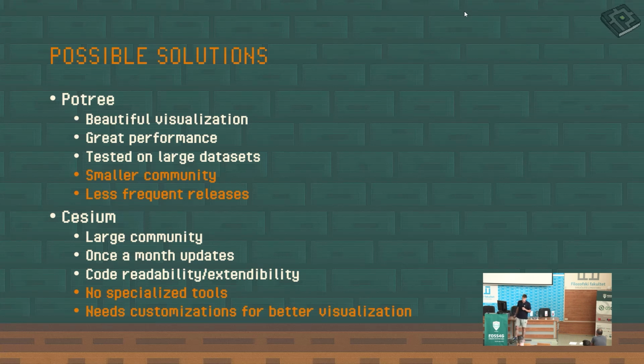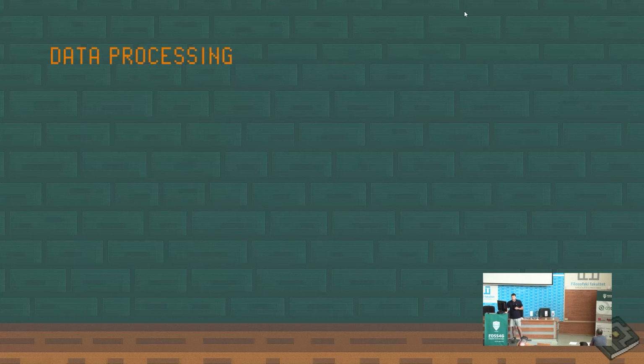And also, it needs a lot of customization to get the point cloud to look as good or almost as good as with Potree. The solution we went with was Cesium, because the most important thing for us was to have good support and a large community, and these extra specialized tools and visualization we can manage by ourselves. A bit more work, but we manage that.